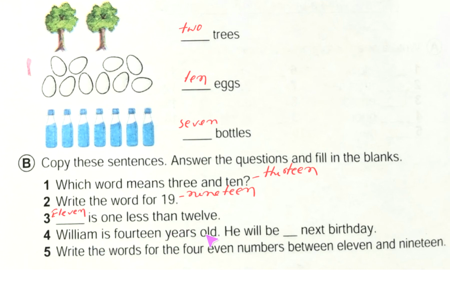William is 14 years old. He will be this next birthday. So now he is 14. After 14, we know the number. What is that? That is 15. So next year he will be 15 years old. So you will write here 15.